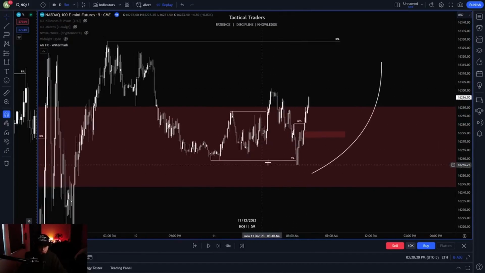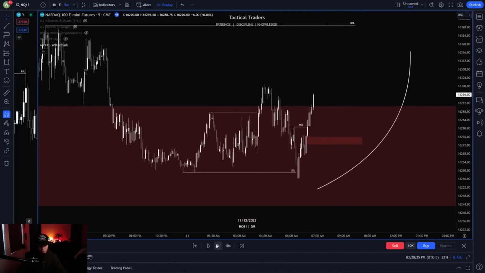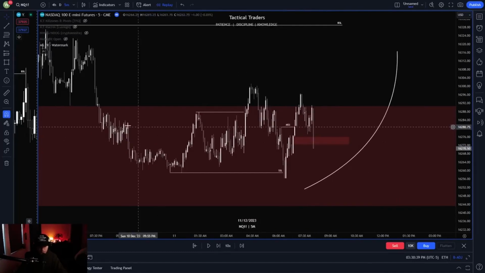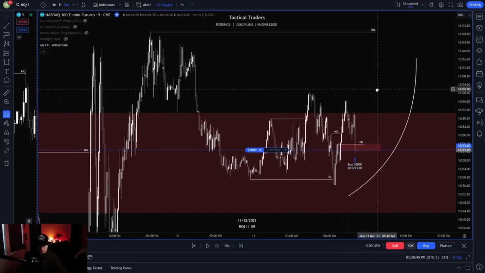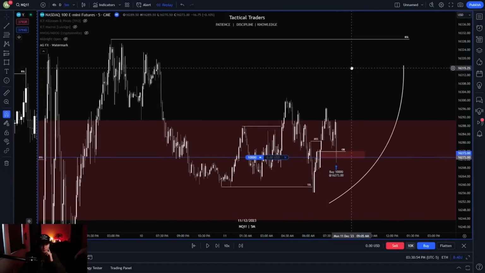We have our manipulation move at the low. We get displacement up. What am I now looking for? A pullback to a fair value gap. Pulls back to the fair value gap as well as the order block. Right here. Take a look at this. Why would this work? Think about it. What are the things that we've been talking about this entire video?